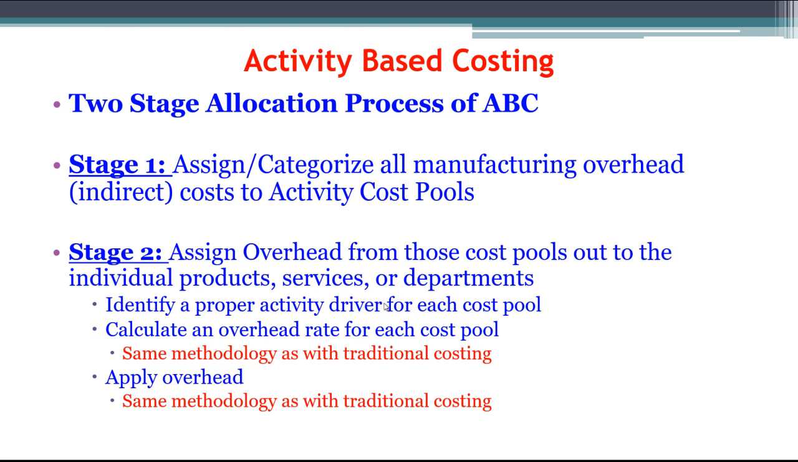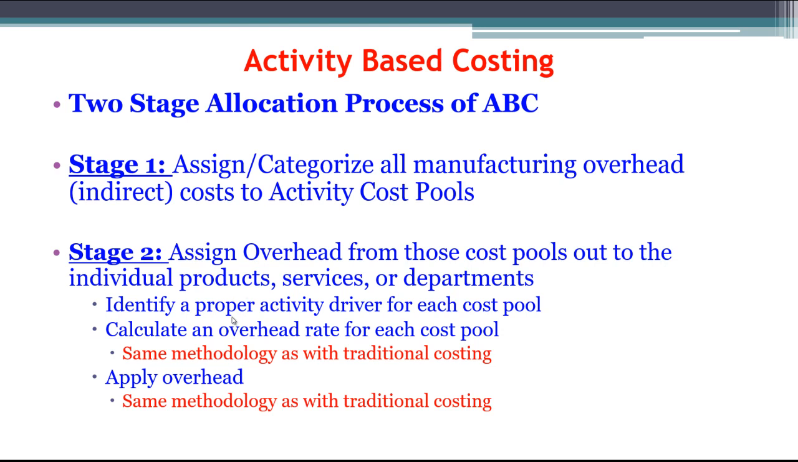job or whatever. So to do stage 2, we have to first identify a proper activity driver that adequately shows how that type of cost is used. Again, we have to keep in mind that we have to track this, so we need some statistic that makes sense.